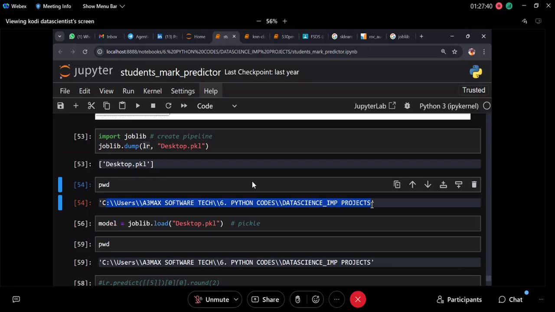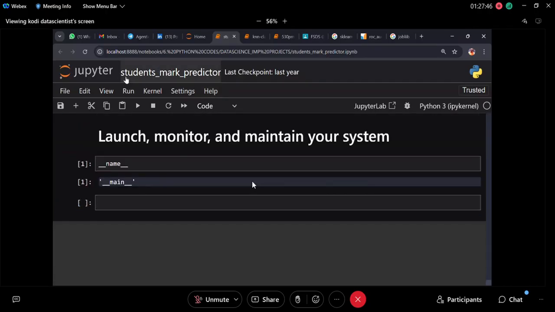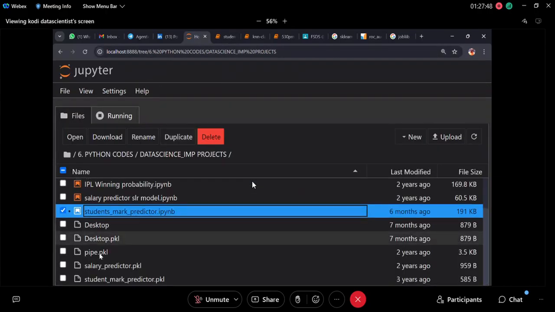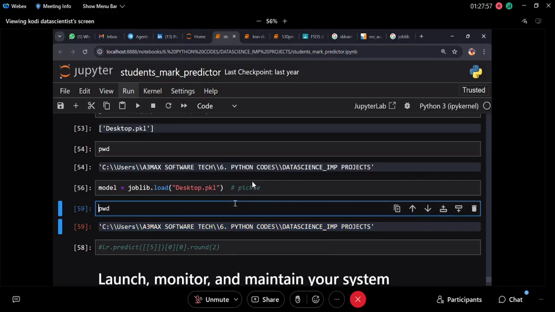Are you clear? And joblib.load, and this is how you get the file, guys. When you check, do you see desktop.pickle somewhere? If you write this code, you can create this desktop.pickle, guys. Did you understand? What is the next step?